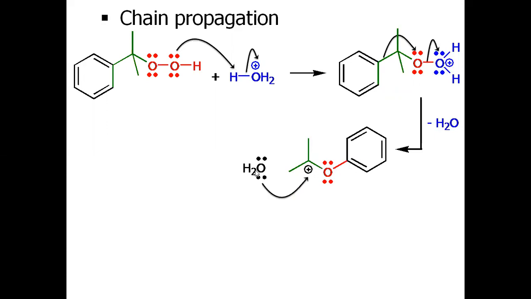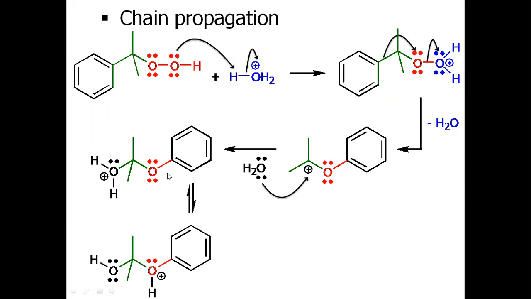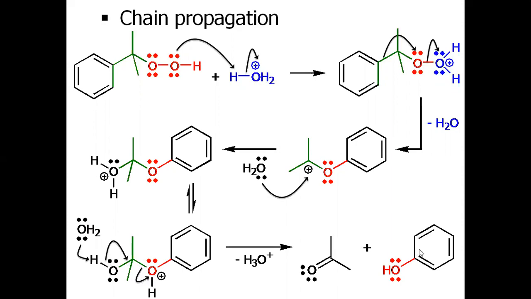Then this water molecule will attack on this carbocation and give you this intermediate. In the next step, a water molecule will abstract this proton and this bond will shift here to give you the corresponding ketone, and this bond will shift onto this oxygen to give you the corresponding phenol derivative.